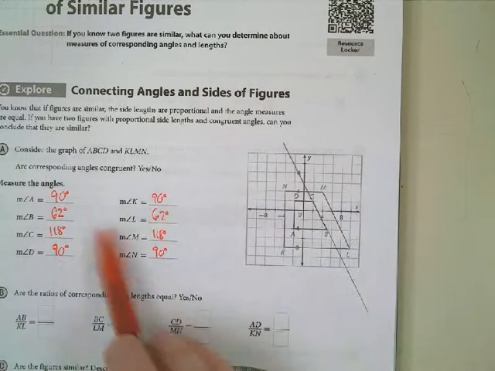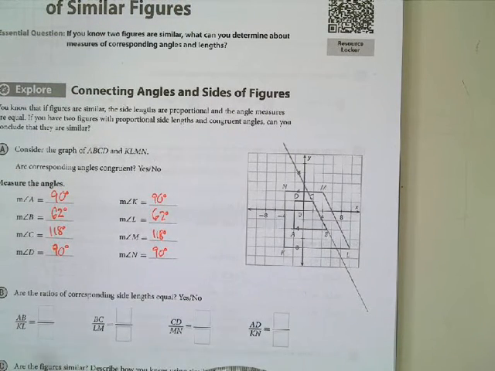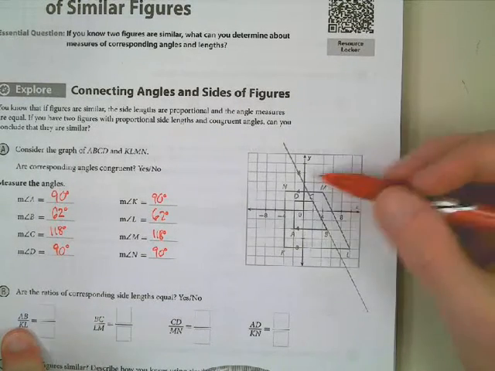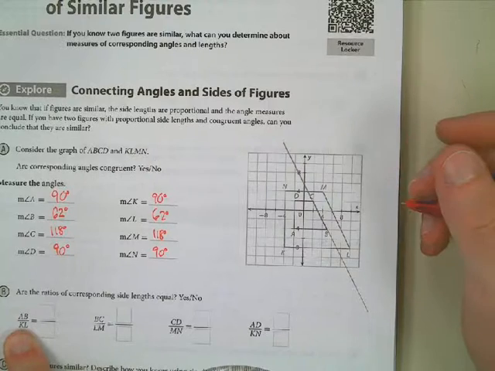Now we're going to look at the ratios of the corresponding side lengths and see if they are, in fact, equal. So, let's do that real quick here. So, Julia, what's the length of AB here in our picture? It looks like 3.5. It does look like 3.5.